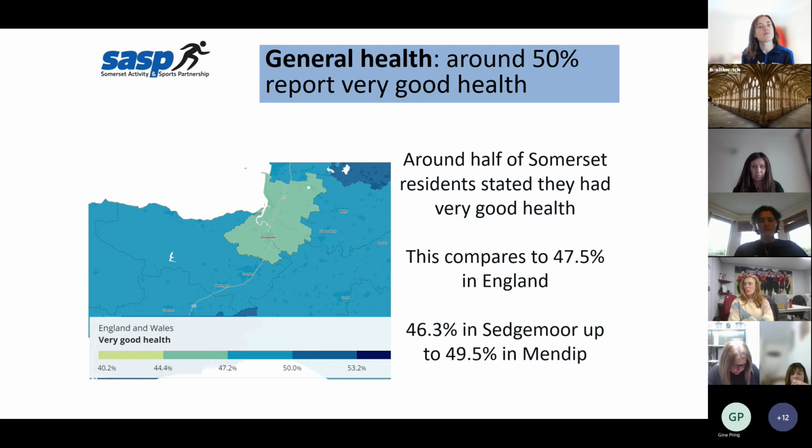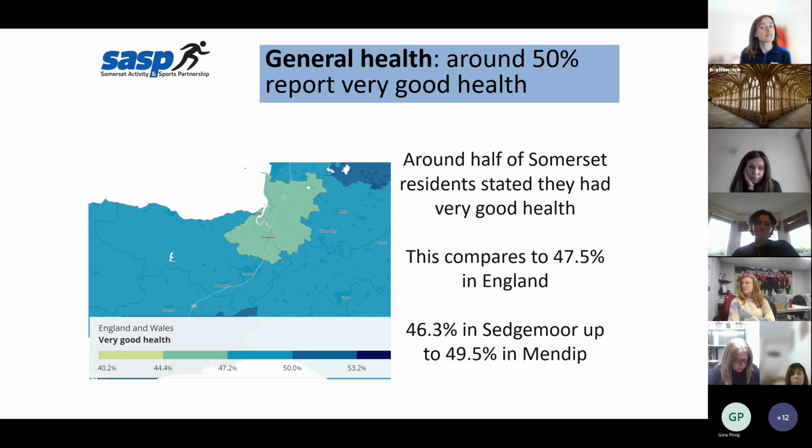So health. In general health, around 50% report that they've got very good health. What is important to note here is that a person's assessment of their general state of health was asked, and it was rated from very good to very bad. So it was up to the individual to rate themselves as to what they felt their general state of health was. It's not based on a person's health over any specified period of time. So it's not like you say, over the last 7 days, how do you feel about your health? It was just generally, how do you feel about your health? It was a 5-point scale from very good all the way through to very bad.